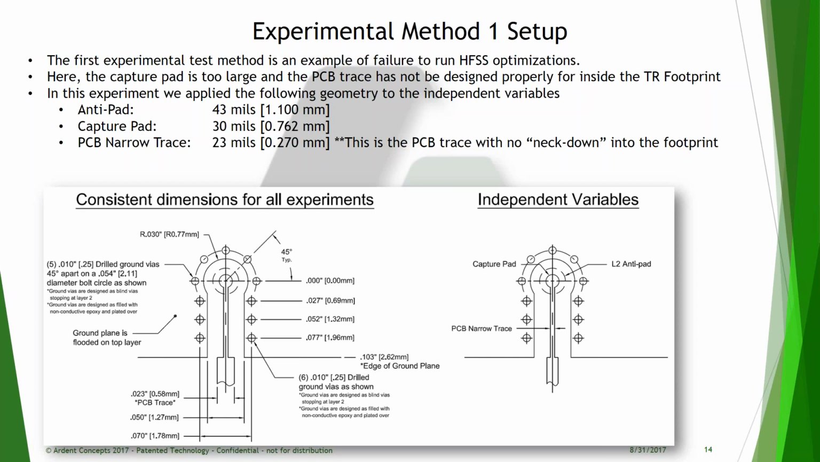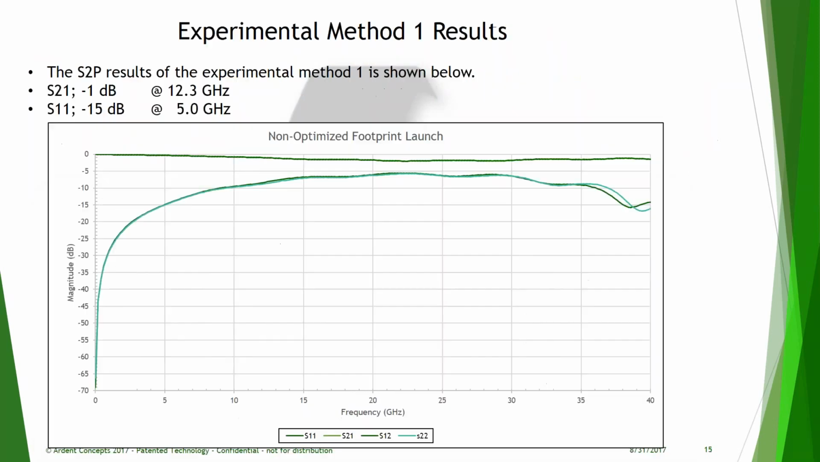Now, the reason we did this is because this is something that we commonly hear our customers challenge us on. They say, oh, well, the PCB trace outside the footprint, we can just maintain the same trace width right into the capture pad. In reality, as you can see, the narrow trace must get necked down. Part of the reasoning behind this is due to the flooded ground plane that adds a little bit of capacitance to that narrow trace. The next slide will show you, we'll talk about the performance, or lack thereof, of not optimizing the capture pad and the narrow trace.